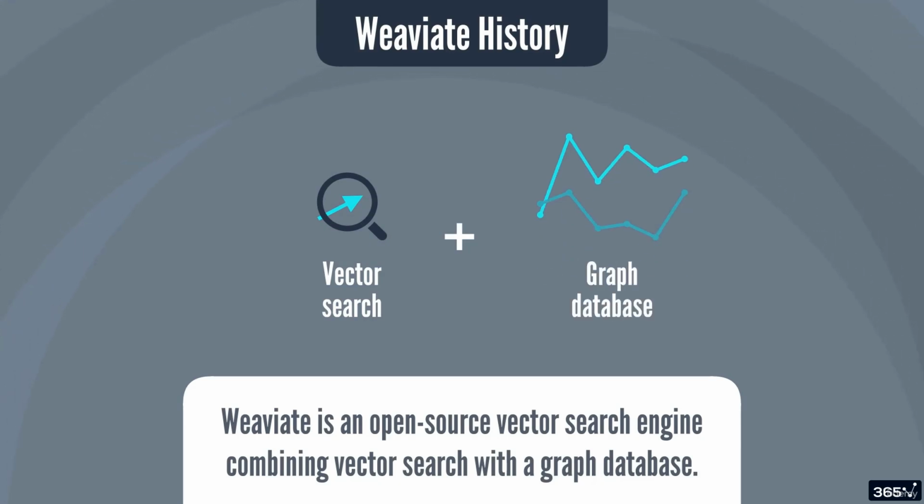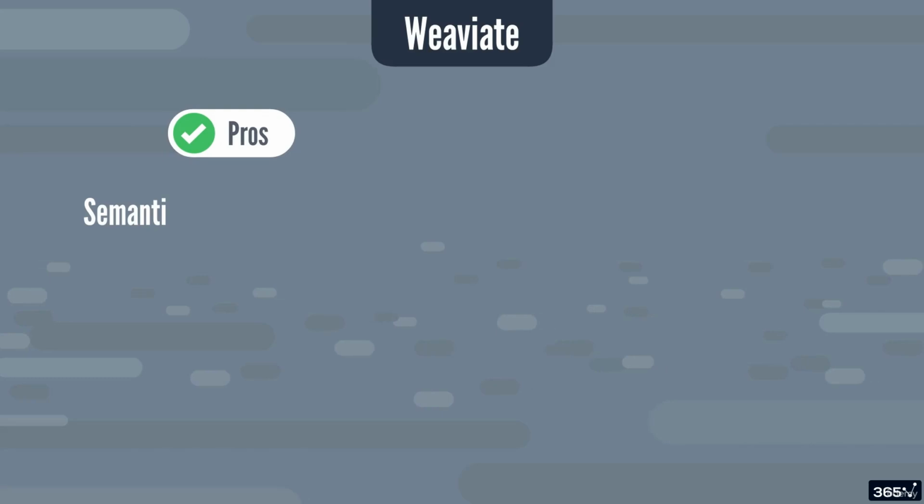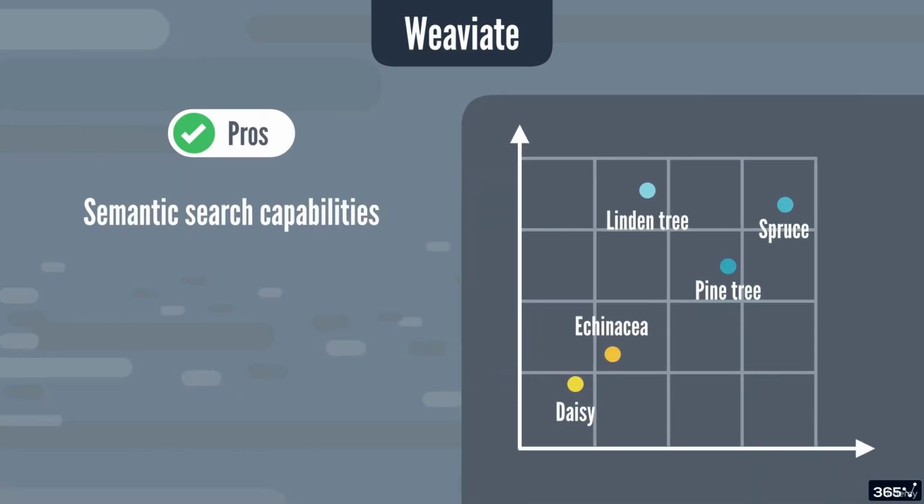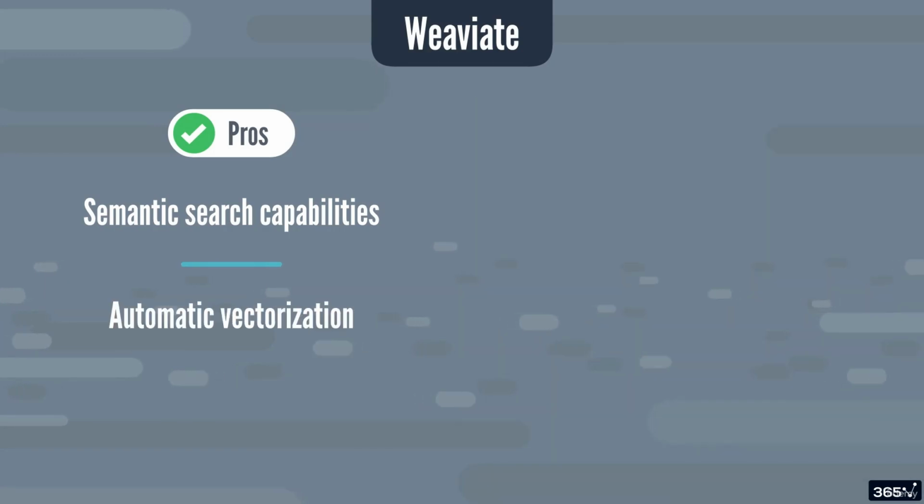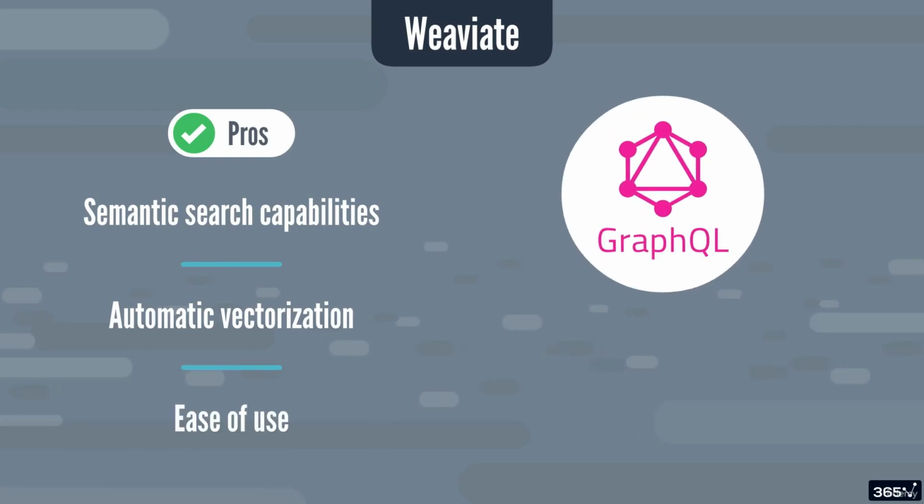One of its key strengths is integrating graph database features with vector search, enabling semantically rich contextual searches. It also supports automatic data vectorization through pre-built machine learning models. Weaviate also offers GraphQL and RESTful APIs for easy integration.